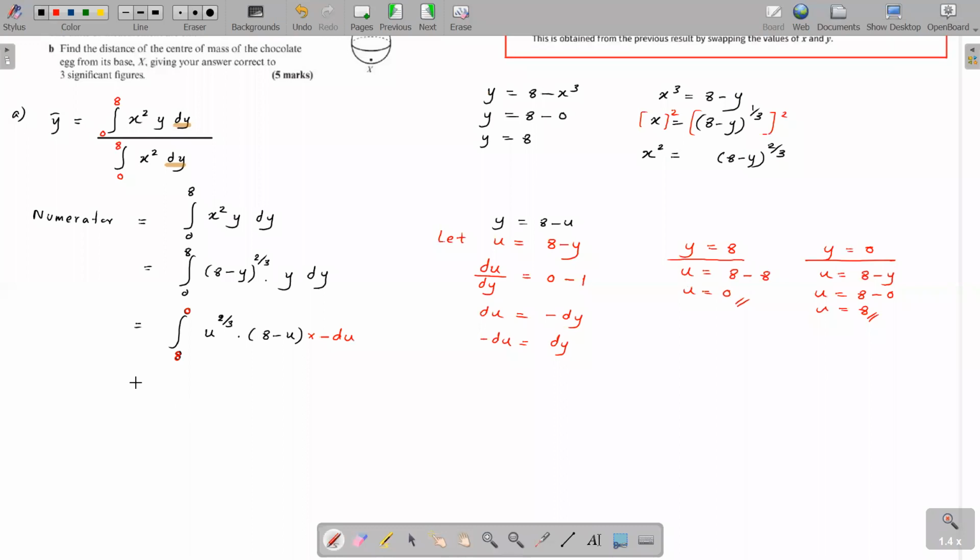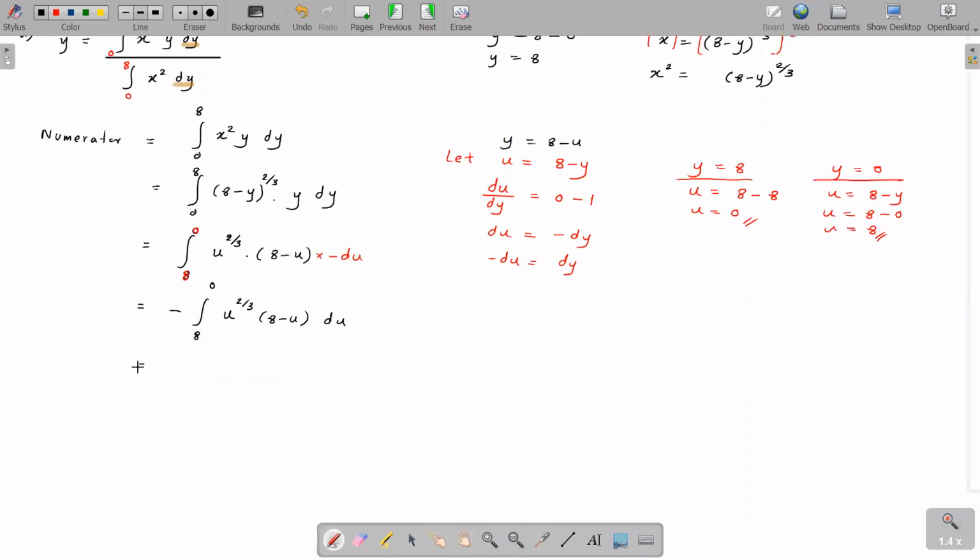So let's take that minus sign out. Minus integration from 8 to 0. You have u to the power 2 over 3, 8 minus u du. All right, guys. The minus sign, I brought it forward. Agreed? Okay, so I think you can see now we can integrate, but not yet. We have to first, I think you can see you can't integrate when there's a product. Let's expand this bracket. It's really easy to expand the bracket, right?